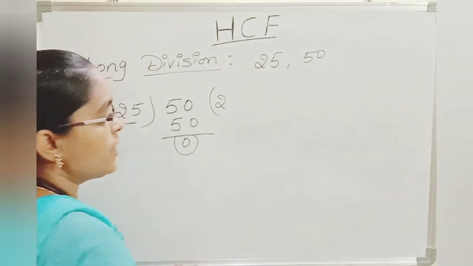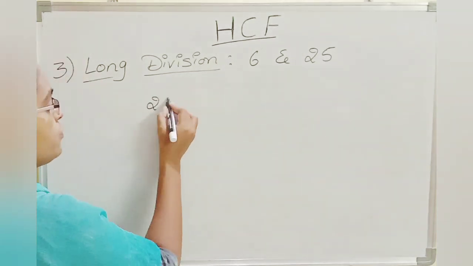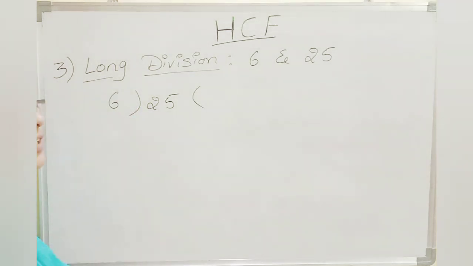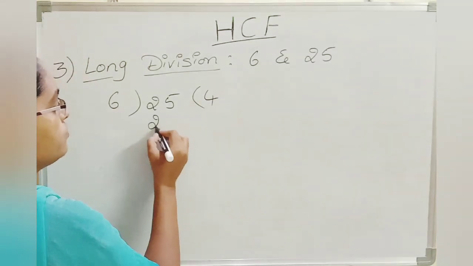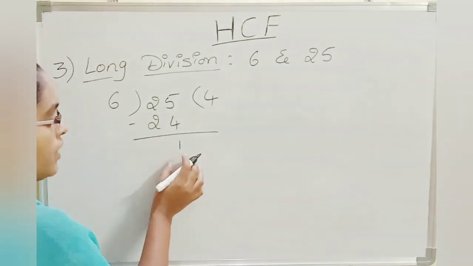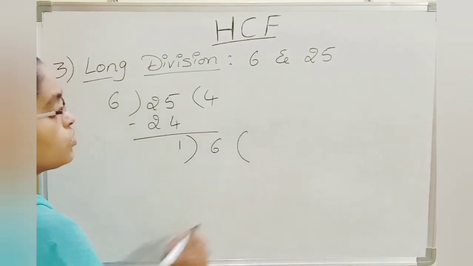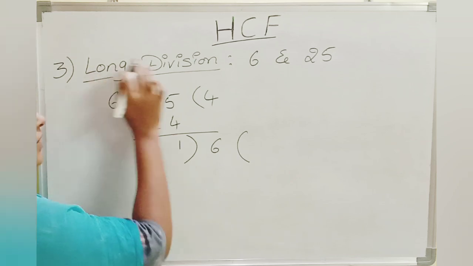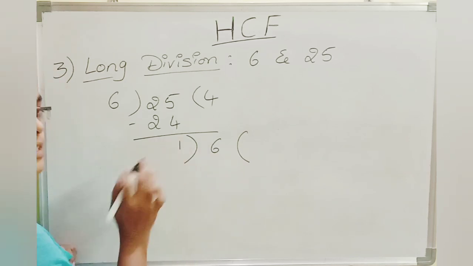Let us take one more example: how to find the HCF of 6 and 25. Take the 25 and divide it with 6. Where do we get 25 in the 6 table? We won't get it, so take the number smaller than 25: 6 4s are 24. Now do the subtraction and we get 1 here. Now this 1 becomes the divisor. In the previous step, whatever was the divisor, that divisor we are going to divide here, and the remainder we got in the previous step becomes the divisor.